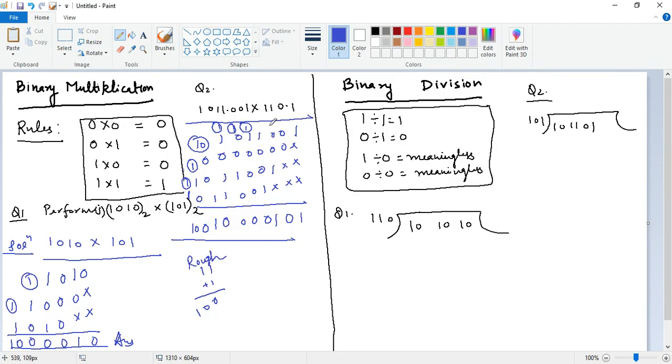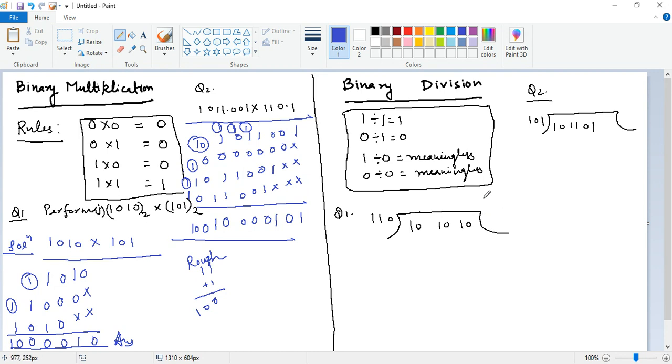of this number. Now we have to perform binary division here. So there are some rules. 1 divided by 1 is equal to 1. 0 divided by 1 is equal to 0. Now the upper digit is the dividend and the lower digit is the divisor. 1 divided by 0 is undefined, meaning meaningless. 0 divided by 0 is also undefined, which is meaningless. Now let us consider our example.